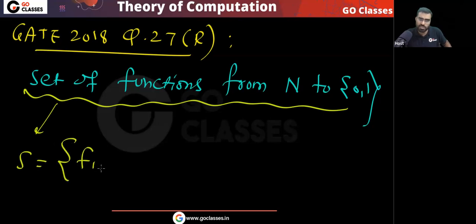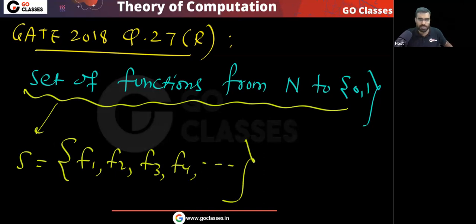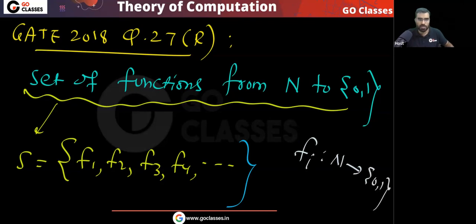If you notice, your set is a set of functions. In your set, you have functions f1, f2, f3, f4, and so on. Each fi is a function from N to {0, 1}. And now we are saying we have proved that this set of functions is uncountable. The proof is very simple.